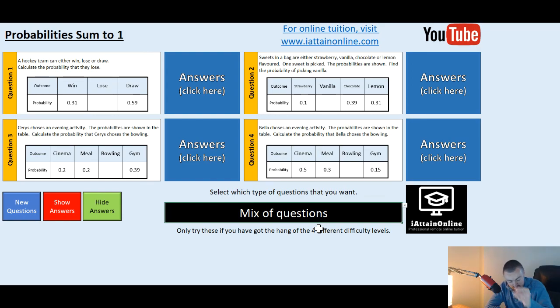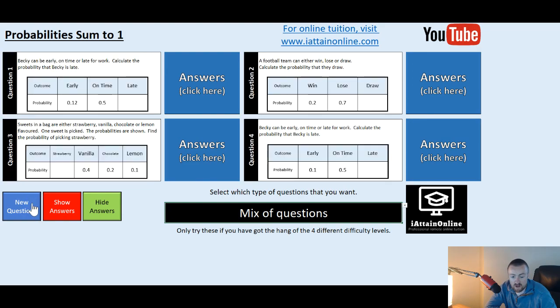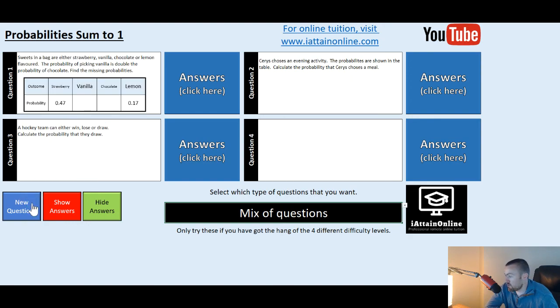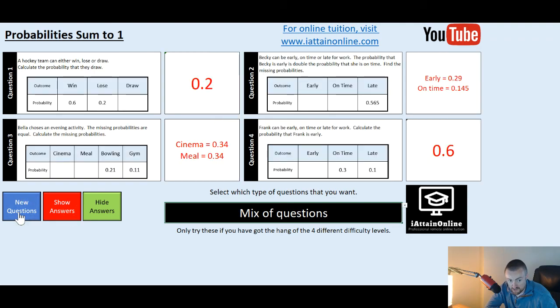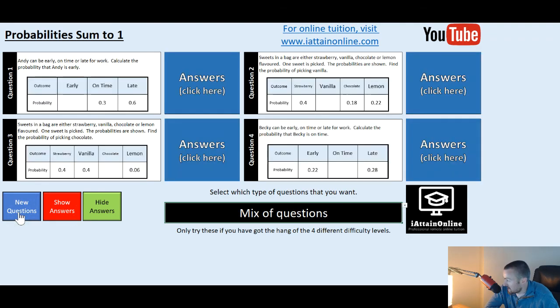Or when you've got the hang of all of them and you want a bit of practice, I don't tell you what kind of difficulty the question is. You can just practice getting a mixture of them, and then you can get your answers at the end as well. That's it.